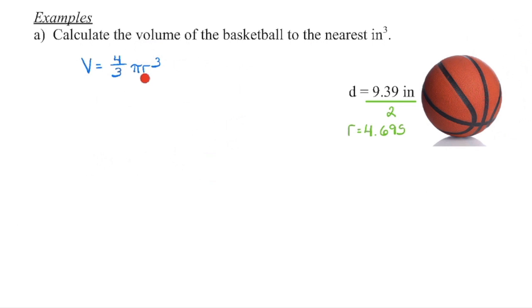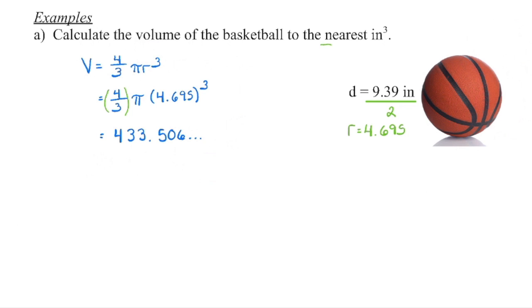Keep the exact value until we get to the end. We're going to substitute that in for r, for radius, and then we can type this into our calculator: 4/3. You might want to remember that you have to put the 4/3 in brackets, times pi times 4.695 cubed, and then we're going to get 433.50, etc.